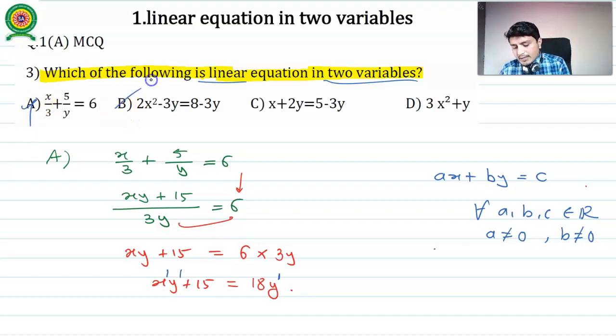Now look at the next one. The highest degree of the variable x is 2. So it is not a linear equation in 2 variables. Look at option C.